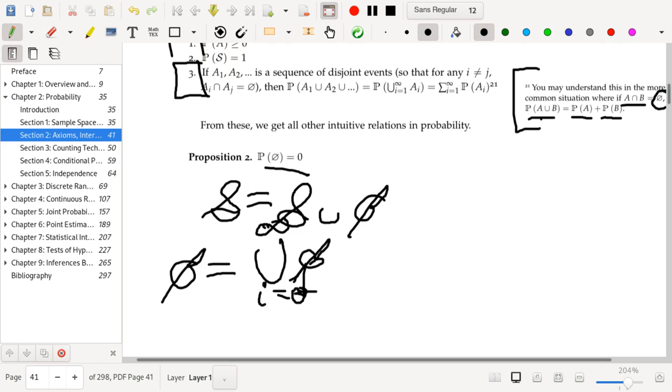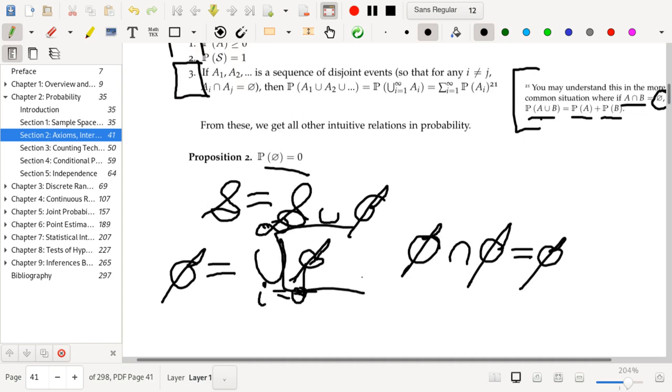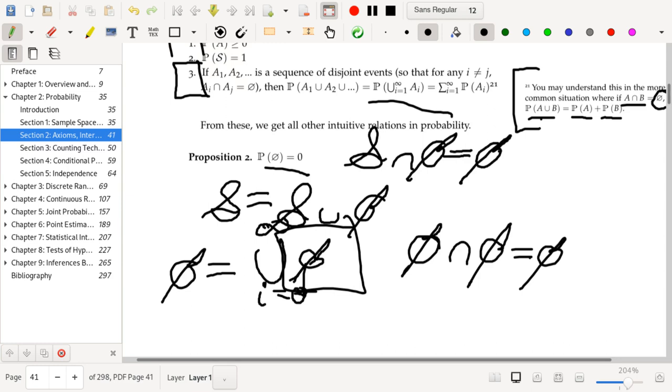And it's certainly true that if you take an infinite collection of empty sets and you union them all together, there's still not going to be anything in that union, so you're still going to have the empty set. Furthermore, the intersection of the empty set with the empty set is also going to be the empty set, so technically the empty set is disjoint with itself. So that means that this giant repeating of the empty set technically satisfies the conditions of the third axiom. Also, the sample space intersected with the empty set is going to be the empty set because the empty set is a subset of the sample space.